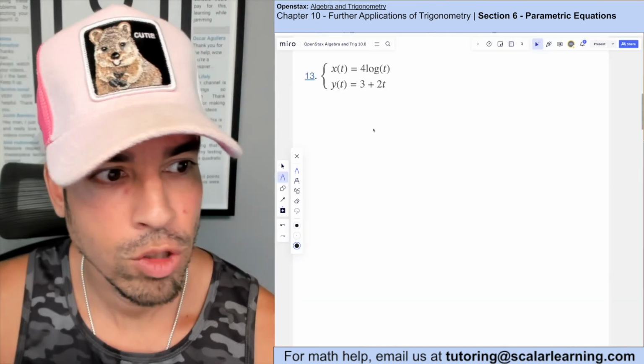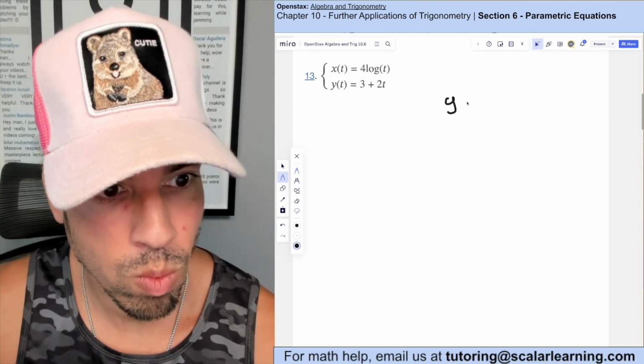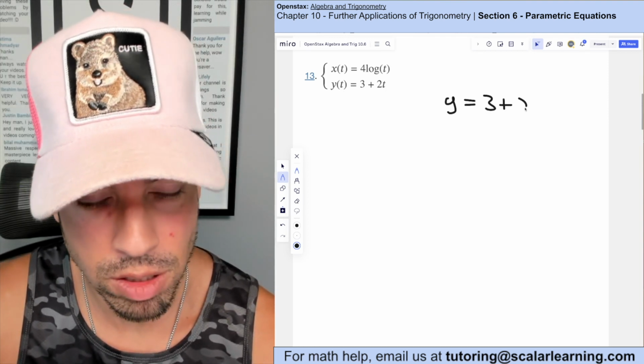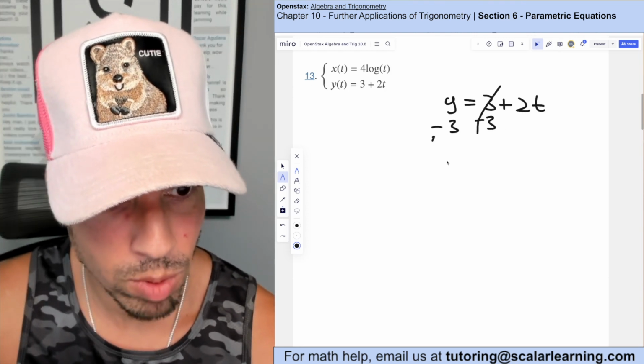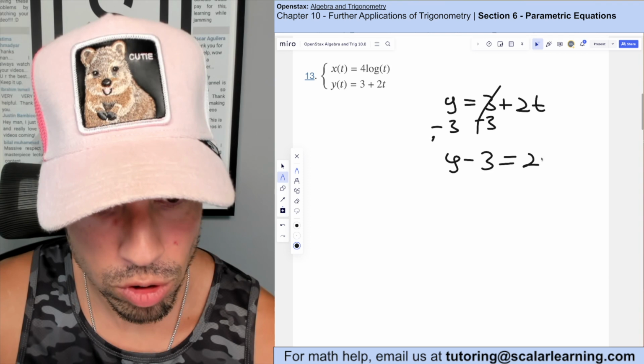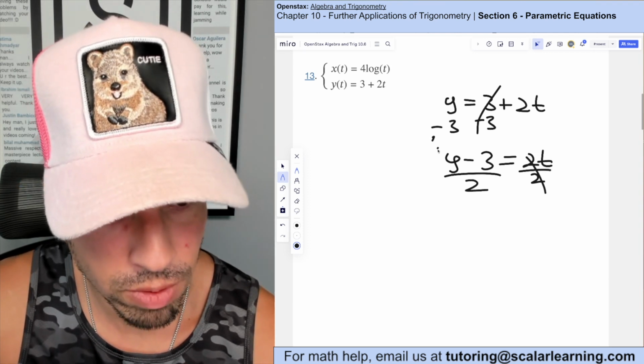Done. So for this one, I'm going to start with the y because I think it's going to be easier to isolate. So we got y equals 3 plus 2t. Then I'm going to minus 3 from both sides, and we get y minus 3 equals 2t. And then we're going to divide by 2. Boom. And there's our value for t.